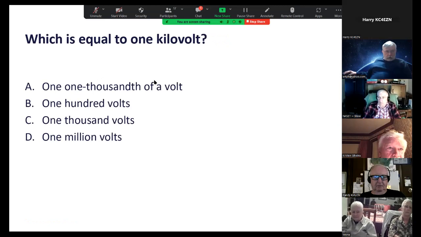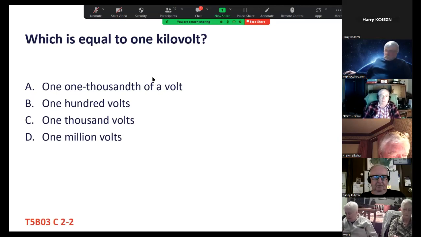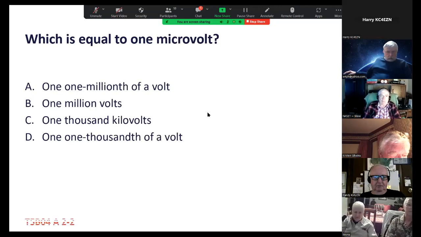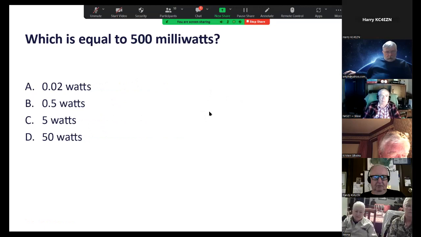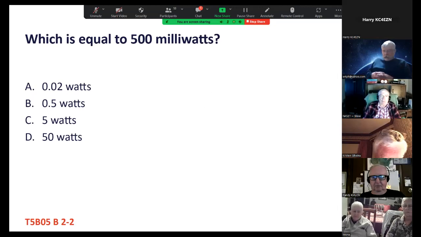Okay, which is equal to 1 kilovolt. Kilo is 1,000, so it would be C, 1,000 volts. I'm having difficulty there. All right. Which is equal to 500 milliwatts. 500 milliwatts is equal to a half a watt, which is 0.5 watts. Milli being 1,000th.